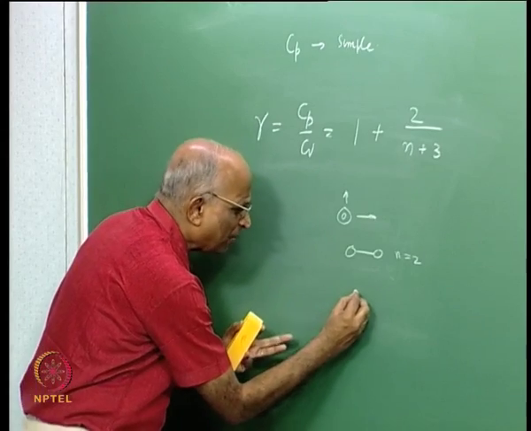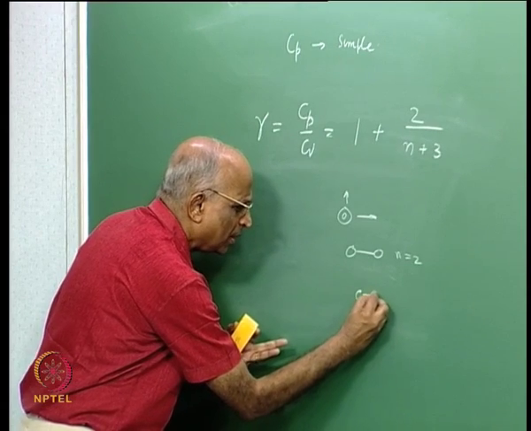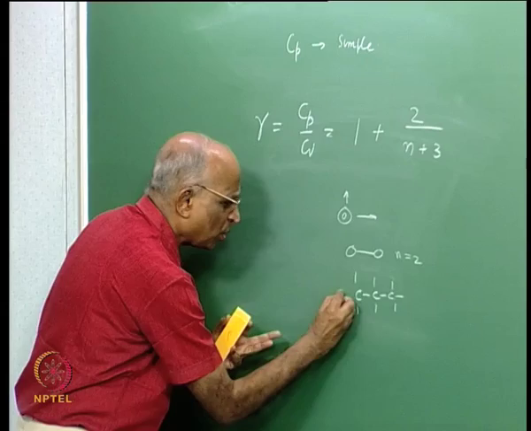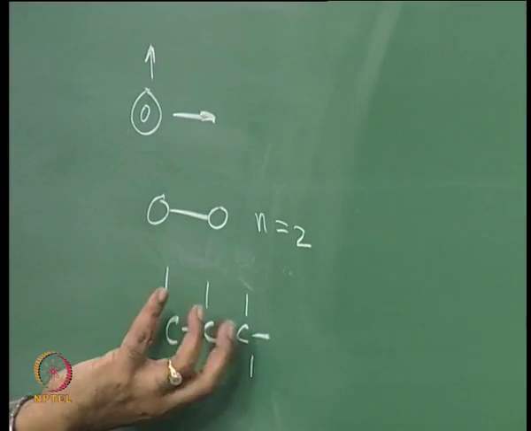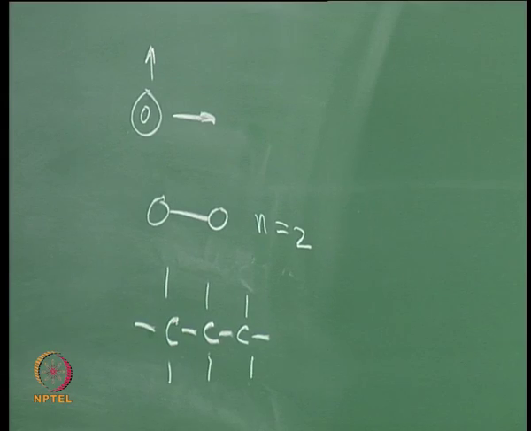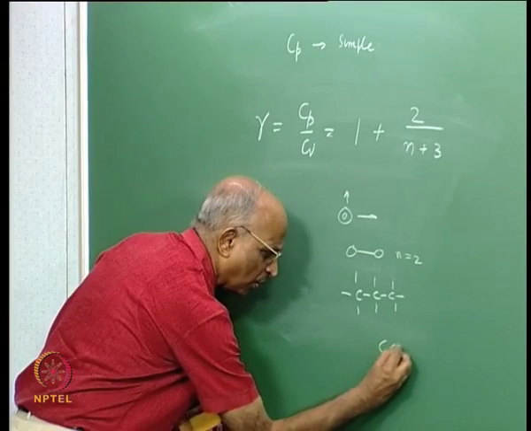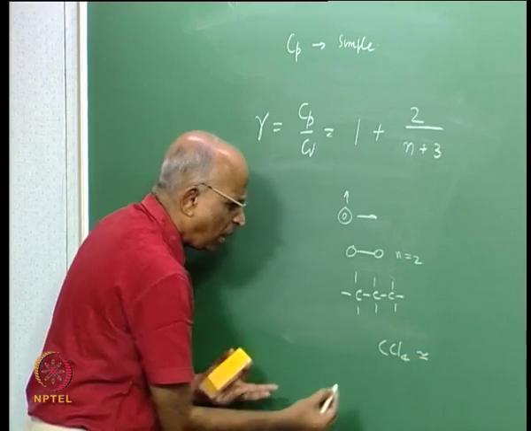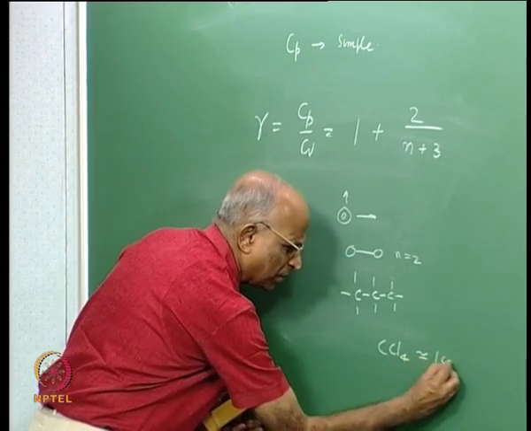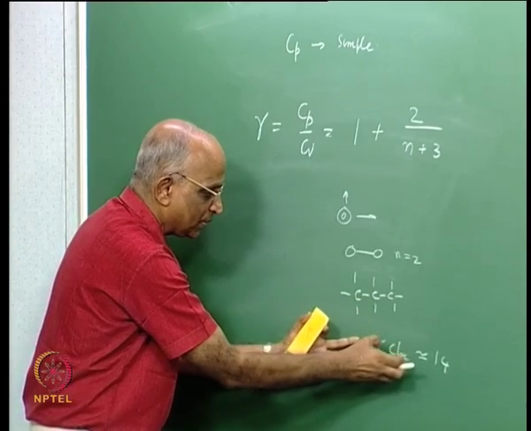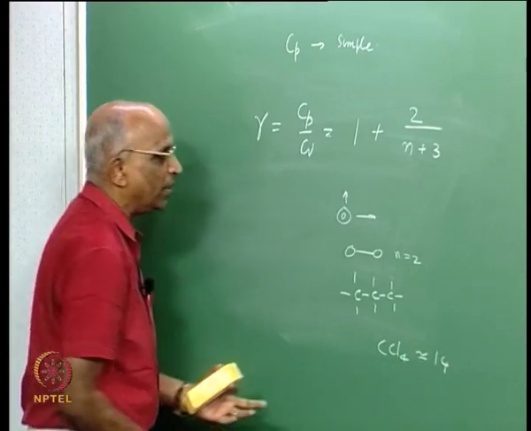I could also have molecules like C3H8, which becomes more complicated. It could have a lot of freedom compared to a simple translation, and for instance, if I take CCl4, carbon tetrachloride, the degrees of freedom of this are almost something like 13 or 14, because the molecule becomes more complex, it has more degrees of freedom.